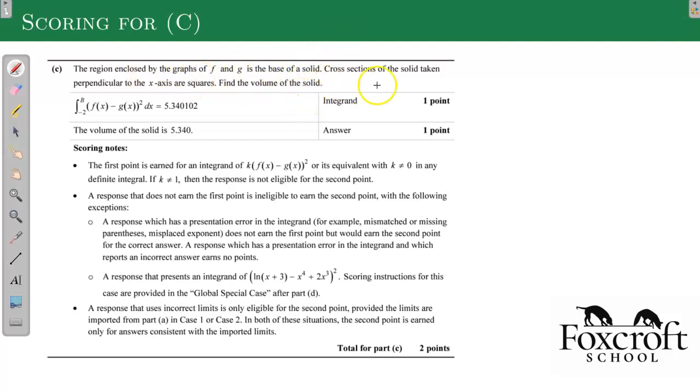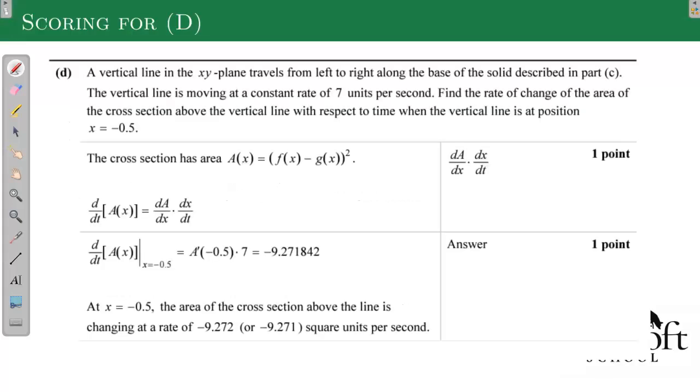All right, the region enclosed has cross sections that are squares. So this one should be really straightforward. You can get A right, you can get C right. The only difference, instead of just f of x minus g of x, that base is now a square. So we take the base of the square and then square it. That's the integral. It's worth 1 point, just writing it. And then getting the right answer is the second point.